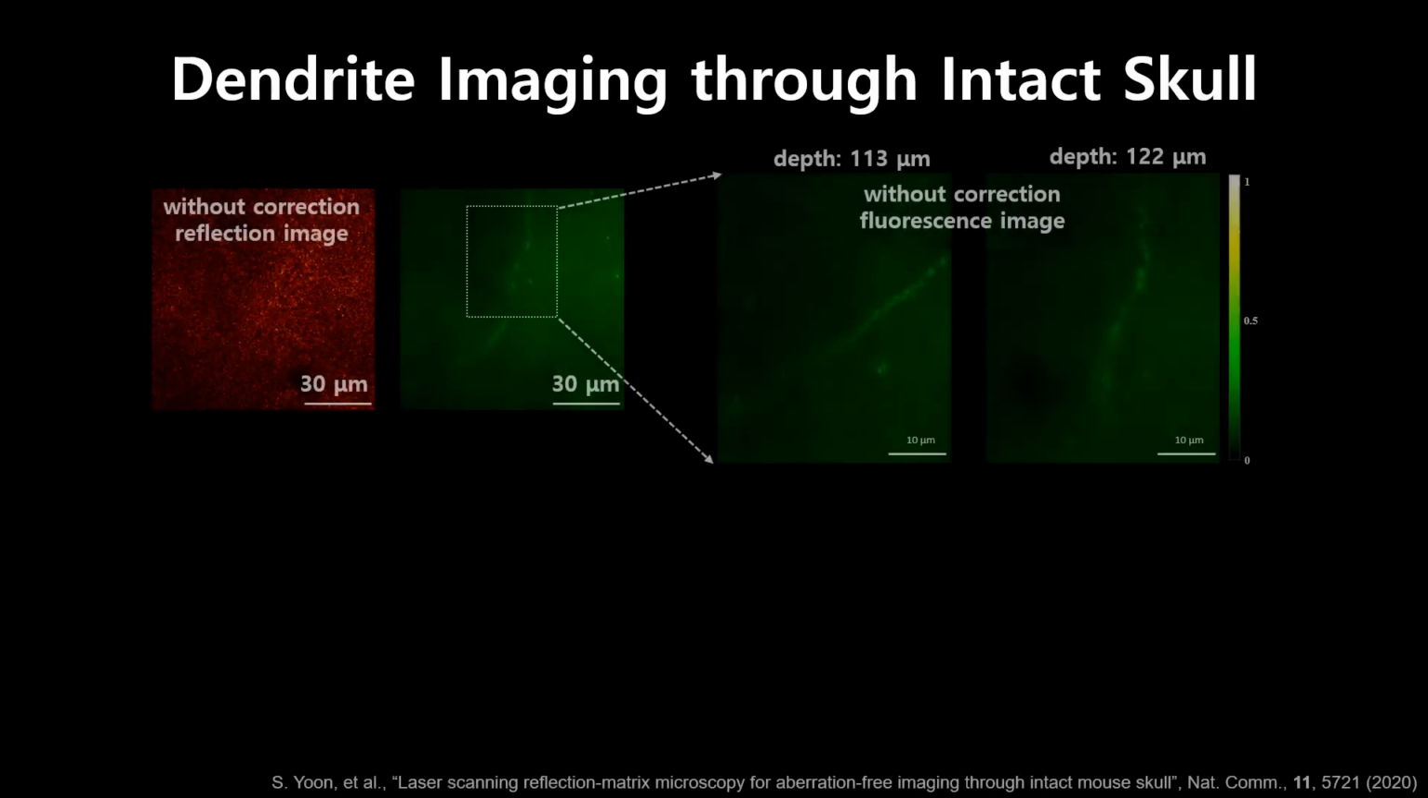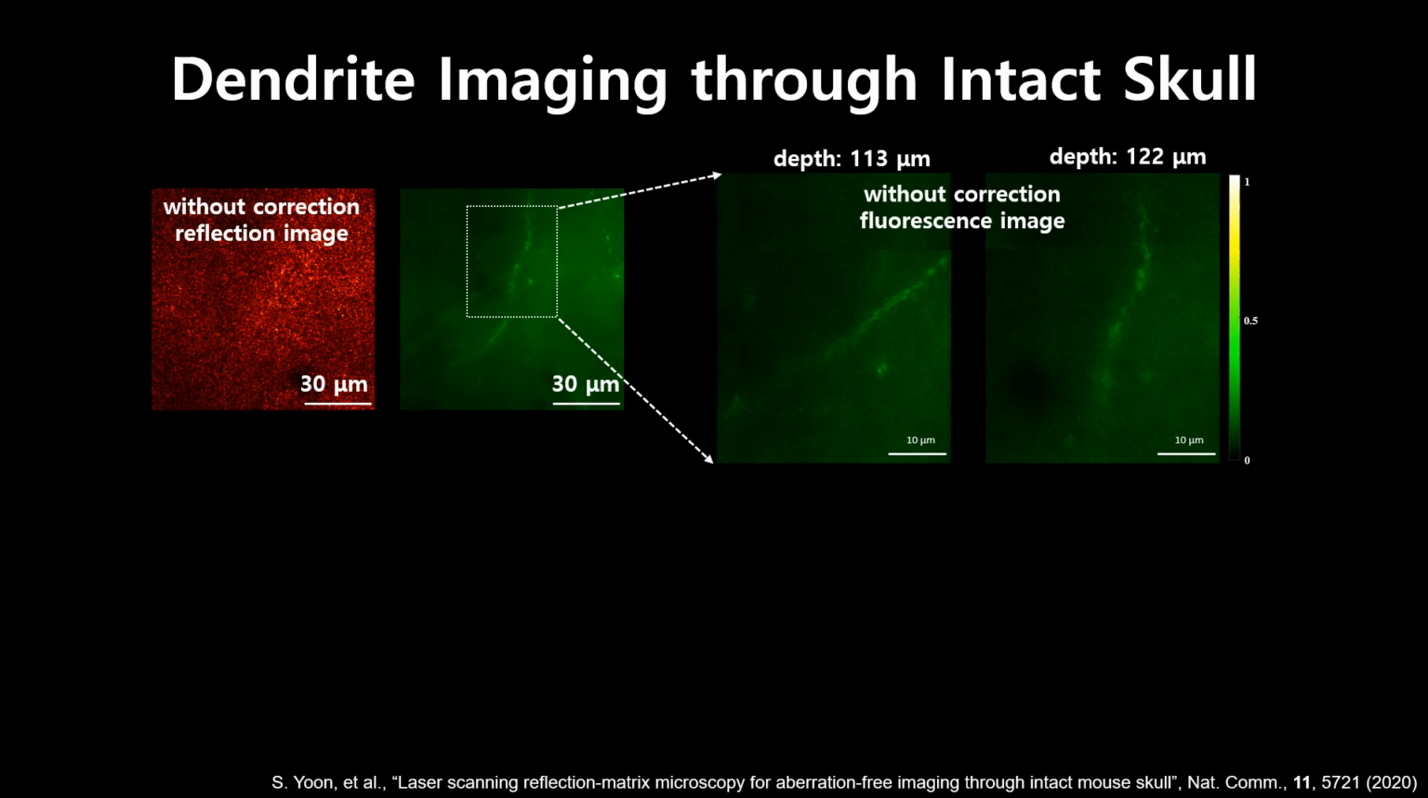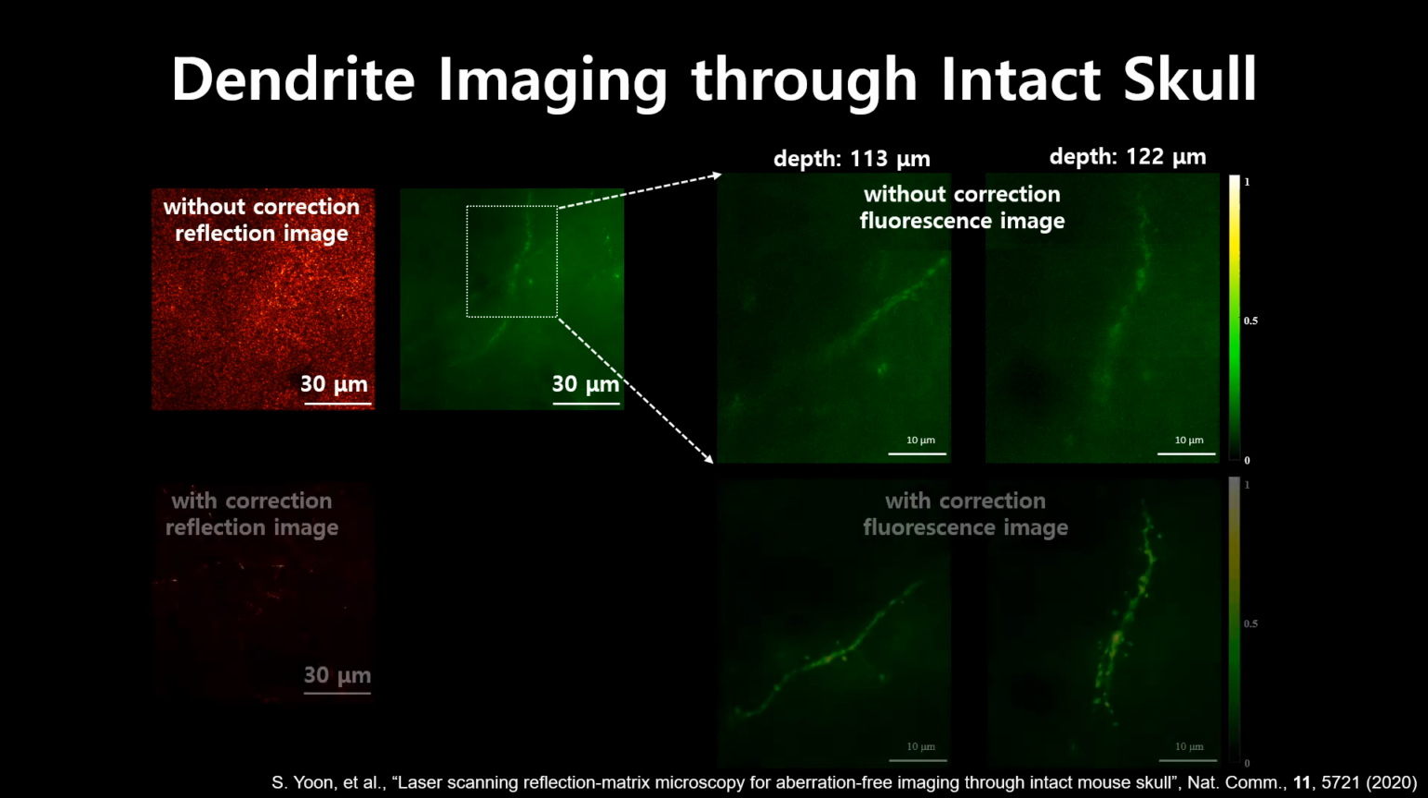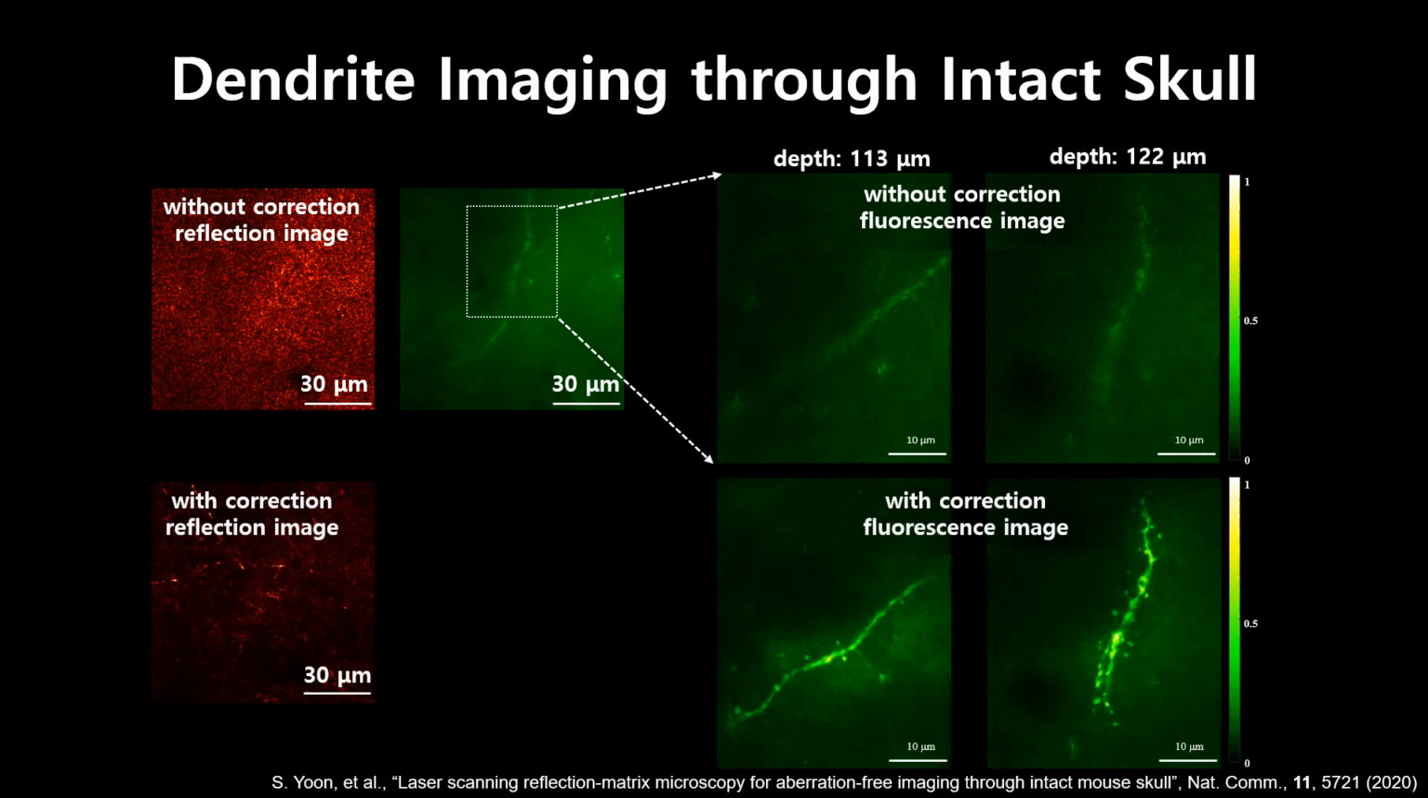This technique was applied to the imaging of neuronal dendrites through the skull of a mouse through the SLM device. When the aberrations were not corrected with the SLM device, no neuron myelination was seen in the reflection image, and it was confirmed that the neuronal myelin was not clearly visible in the fluorescence image. However, when the aberration was corrected with the SLM device, it was confirmed that clear myelination of neurons was visible in both the reflected image and the fluorescent image.